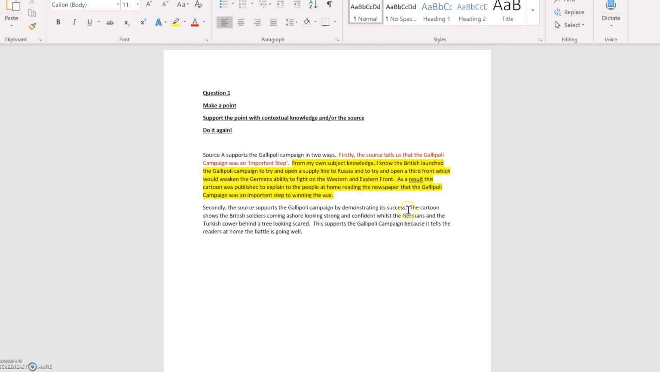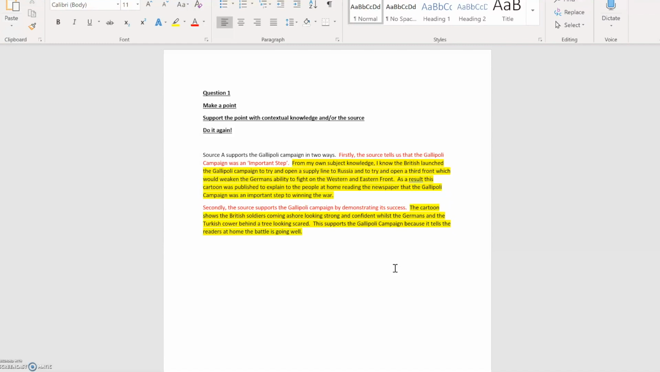I've then gone on to make a second point that the source supports the Gallipoli campaign because it's demonstrating that it's been successful. How is this source demonstrating that the Gallipoli campaign has been successful? Well, on this occasion, I've used the source, and I've used the example of the British soldier coming ashore looking strong and confident, whilst the Germans and the Turkish cower behind a tree looking scared. This supports the Gallipoli campaign because it tells the readers at home who would have been reading the newspaper that the battle was going well.